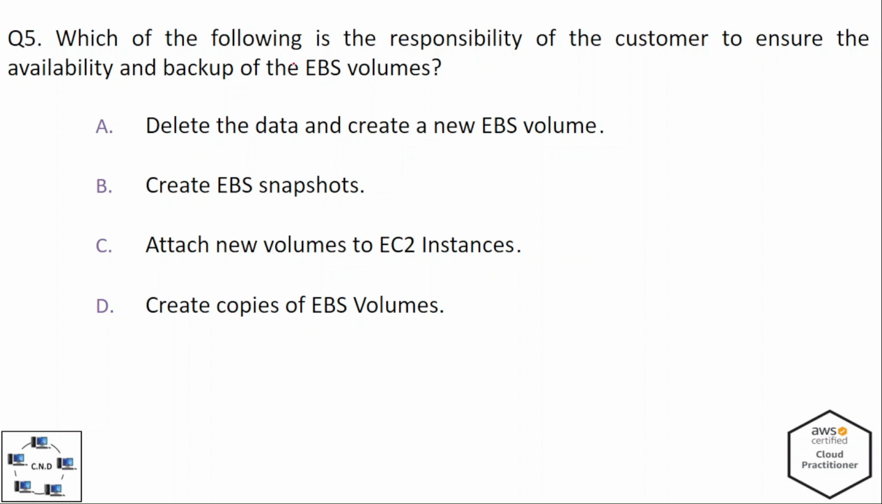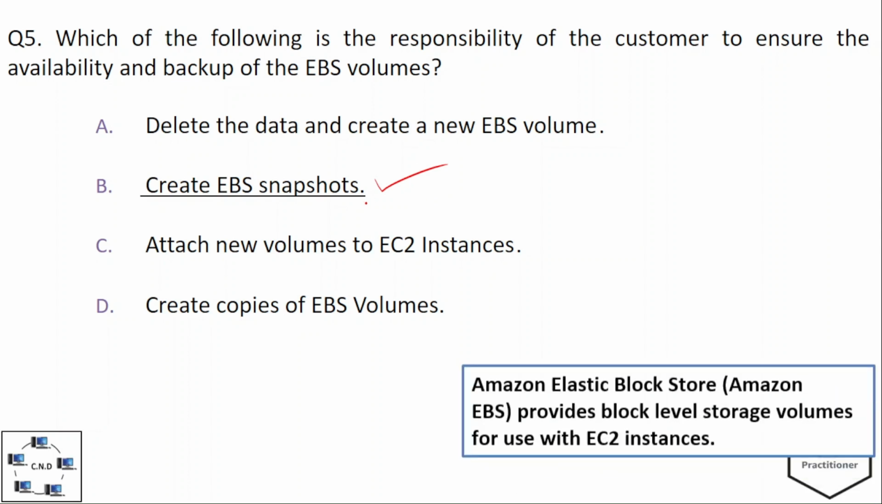Question number 5 is, which of the following is the responsibility of the customer to ensure the availability and backup of the EBS volumes? And the options are A. Delete the data and create a new EBS volume. B. Create EBS snapshots. C. Attach new volumes to EC2 instances. And D. Create copies of EBS volumes. And the correct option is option B, create EBS snapshots.